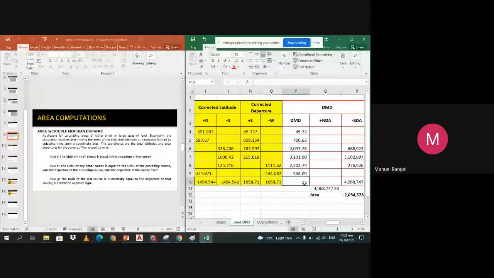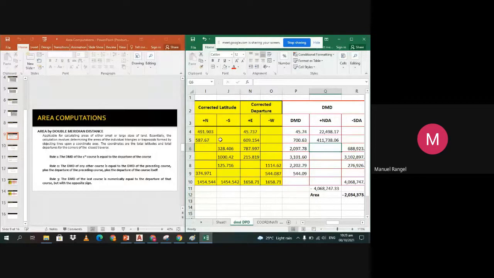Okay, and for NDA plus SDA, so that is latitude, positive. That is 45.74 multiplied by what? Wait a moment. So DMD multiplied by the corrected latitude for the NDA, since it is in the north, no? Then that is equal to the DMD multiplied by the corrected latitude.